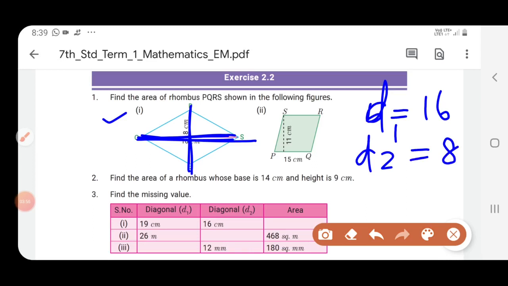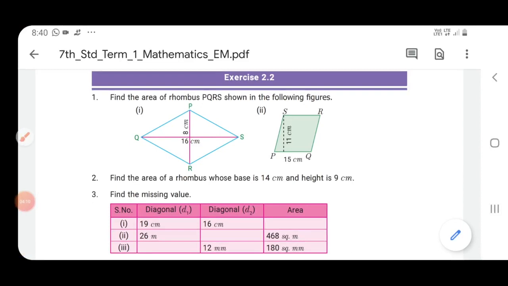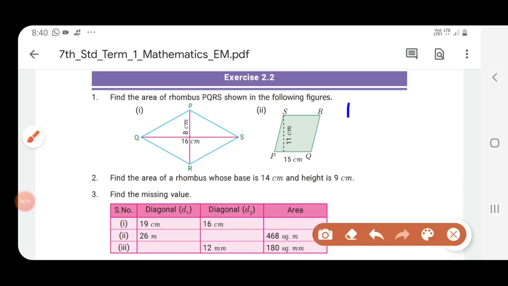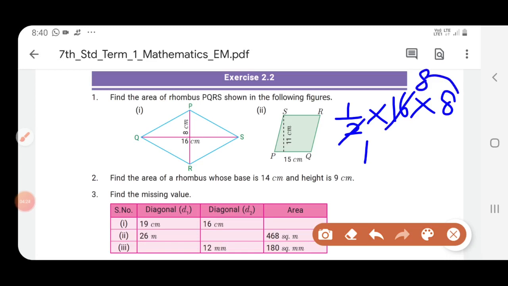Now let us find the area. We know the formula. Area of the rhombus when two diagonals are given is half into D1 into D2. Half we can write as it is. Our D1 is 16 into our D2 is 8. Now let us divide this one. 8 2s are 16. Now 8 into 8 is 64. Here the given unit is centimeter. So 64 centimeter square is area of this rhombus. Hope you understand.